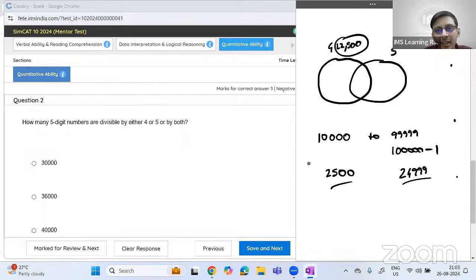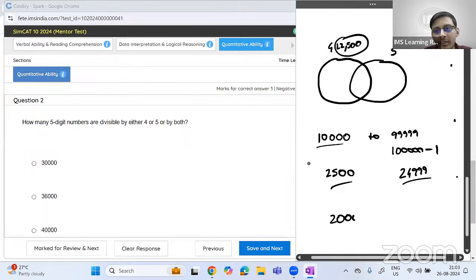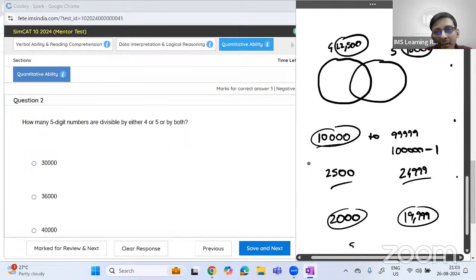And by 5, 10,000 by 5 is 2,000. Maximum here is 99,995, which is 20,000 minus 1, so 19,999. This minus this plus 1. So plus 1 first, I'm getting 18,000. 18,000 are divisible by 5. Now by both 4 and 5, that is 20. 10,000 by 20, that will be 500.